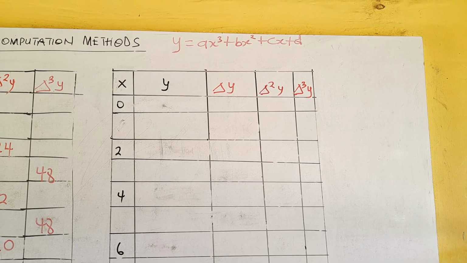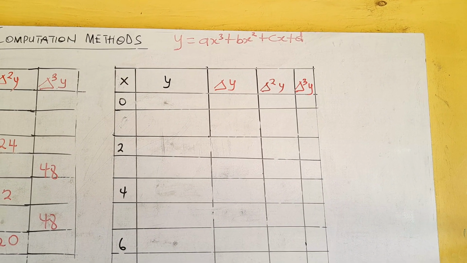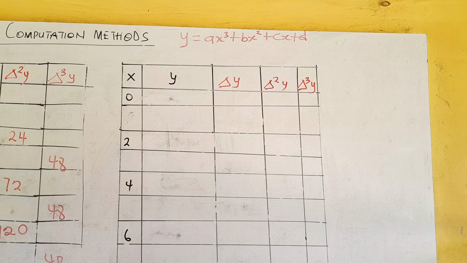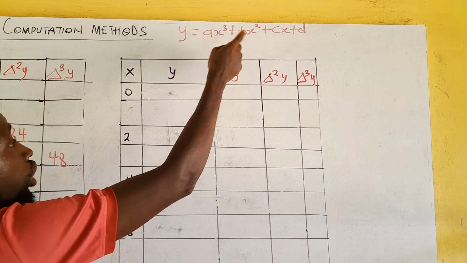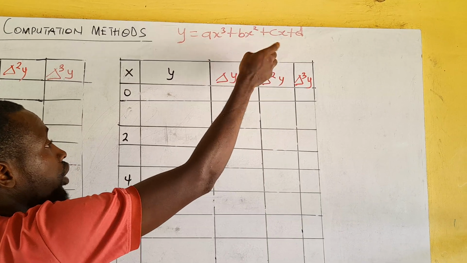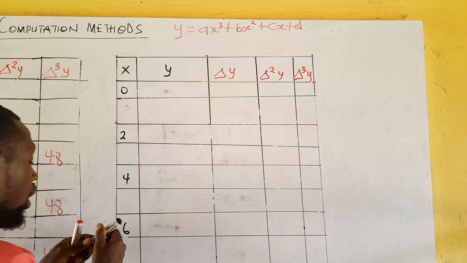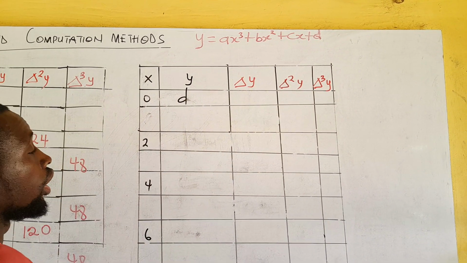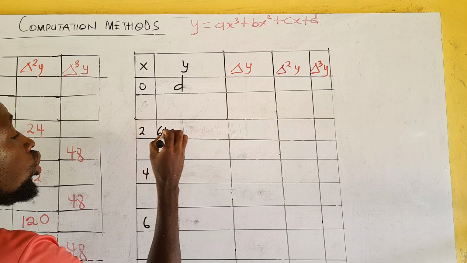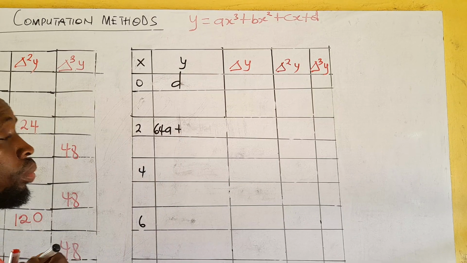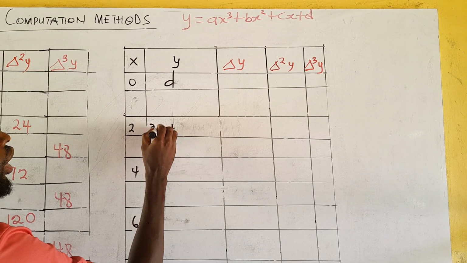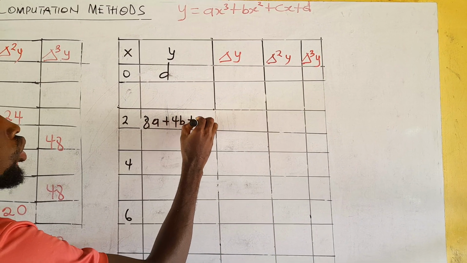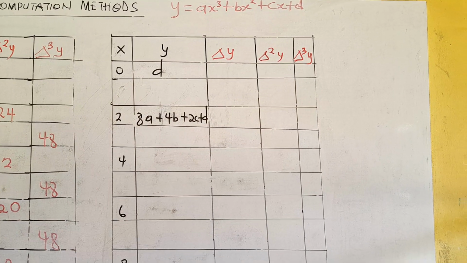So having identified that our polynomial function is a cubic polynomial function, we substitute these values into the polynomial function and write them here. So we substitute 0. 0 cubed, 0 times a is 0. 0 squared is 0 times b is 0. c times 0 is 0. So what will be left there is just the d. Then 2 cubed is 8, so 8a. 2 squared is 4, so 4b, then plus our 2c, then plus the constant d.